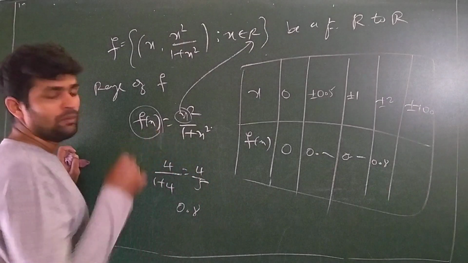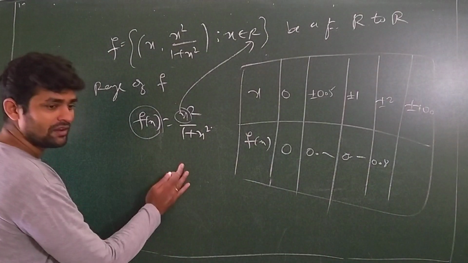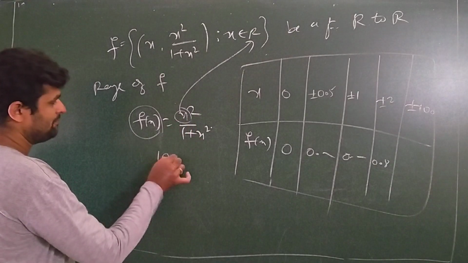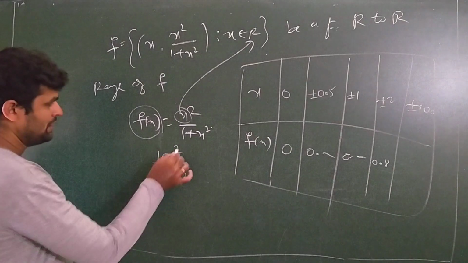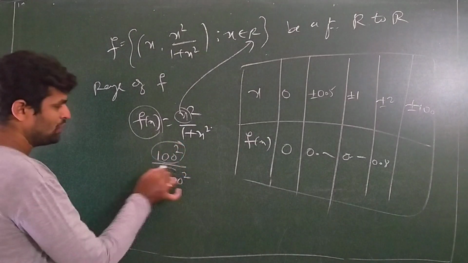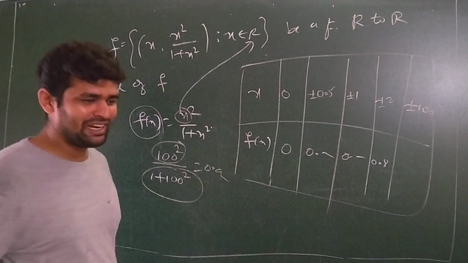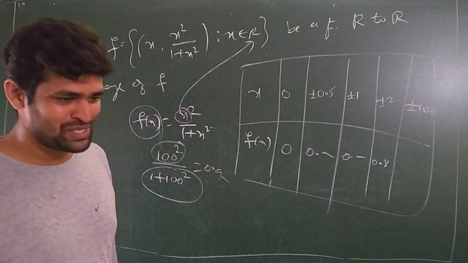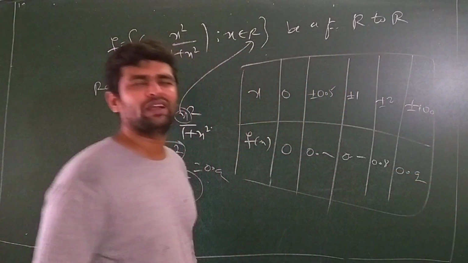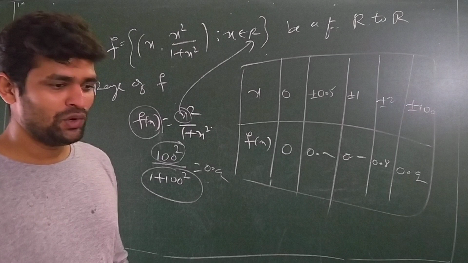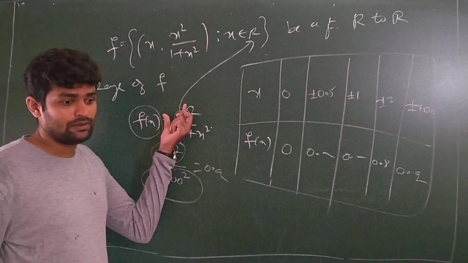Now, plus or minus 3, plus or minus 4, plus or minus 5, and so on, plus or minus 100. 100 square divided by 1 plus 100 square. Numerator number is less, denominator number is more. Always you will get 0.98 something. One is never possible to get. So maybe you may get the values 0.9 or 0.8. One you will never get because the denominator is more, numerator is less.